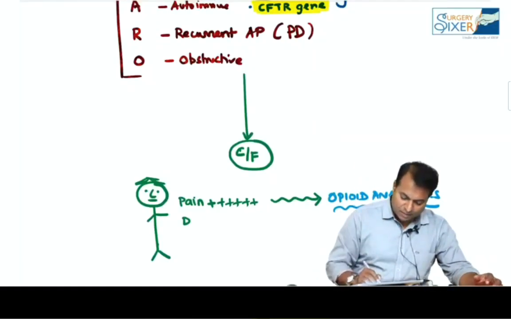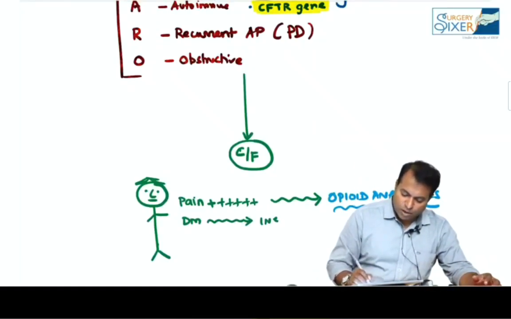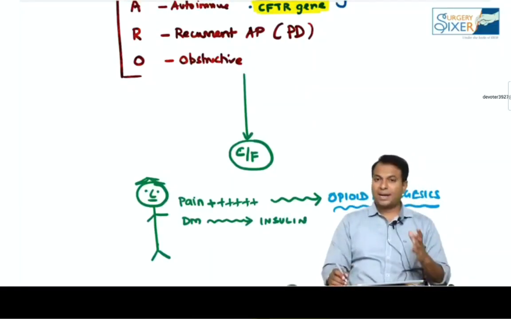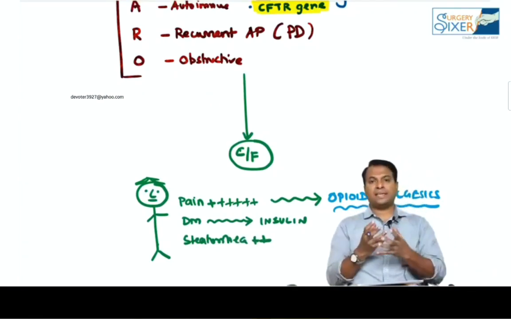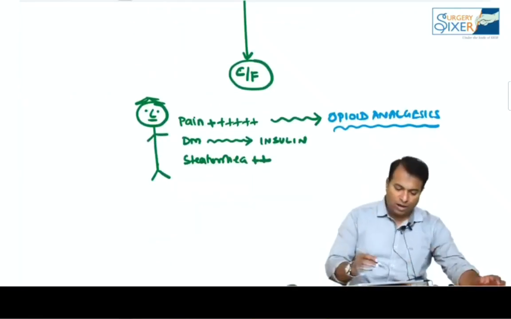So there is pain, and diabetes mellitus, which will respond only to insulin and not to oral hypoglycemic agents. The sugar will be more than 300. And they will have steatorrhea. The patient will tell you, sir, my motion is floating in the basin. It is not sinking, it is floating. That is typical steatorrhea. All these are classical features.